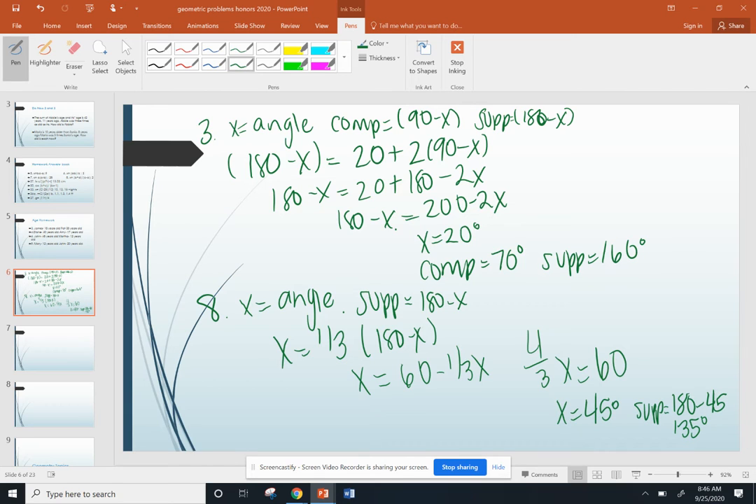And make sure we have the degrees, because if we do not label it in degrees, you will get points off. And yes, it's going to be on a Google form, so you're going to have to type in degrees. So if you just put 135, I don't know what you're talking about.